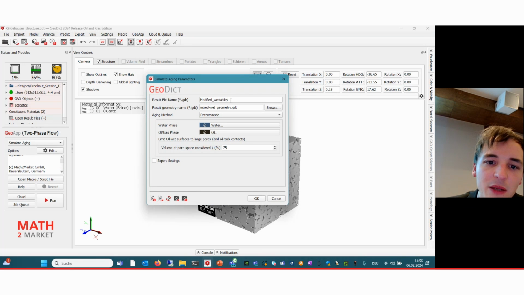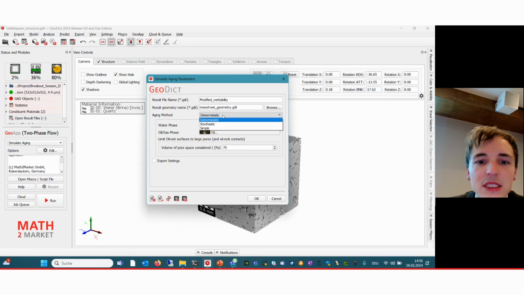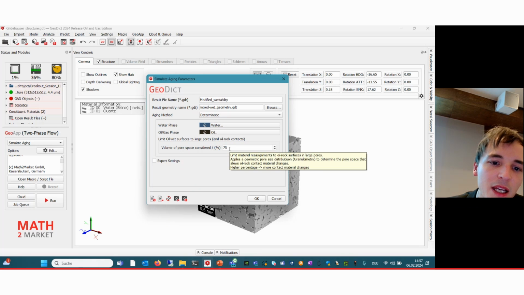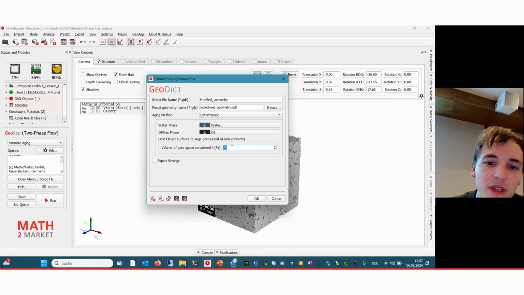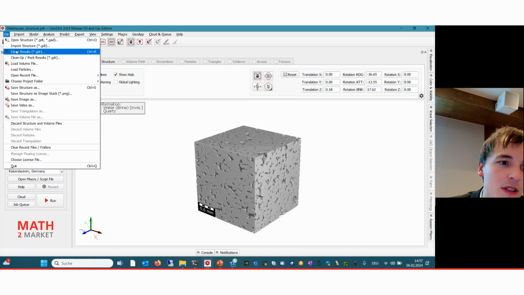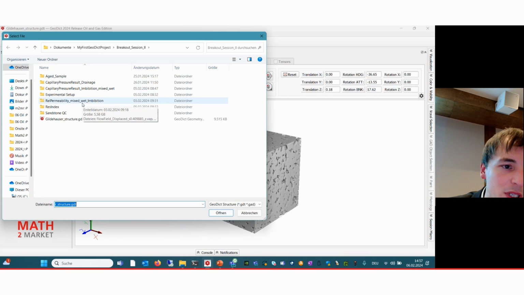You can choose a result file name, which is quite straightforward, and a result geometry name, and you can choose from these three different kinds of methods I was just explaining to you in the presentation: deterministic, stochastic, and simple. Then you have to choose which phase present in the structure you consider to be the water and the oil phase, and also the volume of the pore space that has to be considered to become oil wet after the drainage. If I run that algorithm, I would obtain an oil wet structure or mixed wet structure.